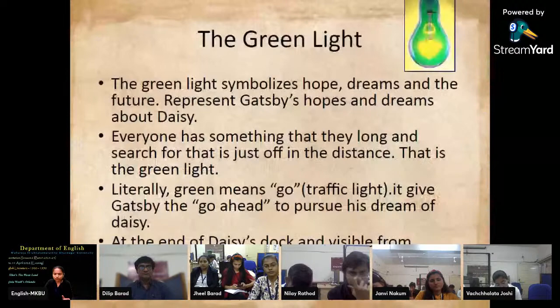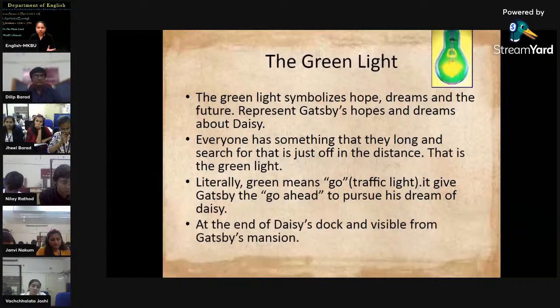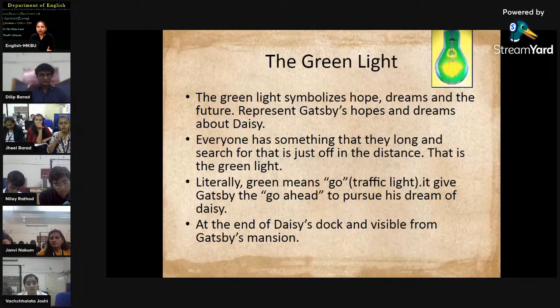First symbol is the green light. The green light symbolizes hope, dream, and the future. It represents Gatsby's hopes and dreams about Daisy. Everyone has something that they long and reach for that is just off in the distance. That is the green light. In the traffic light, green means go. So it gives Gatsby the go-ahead to pursue his dream of Daisy. It is at the end of Daisy's dock and visible from Gatsby's mansion.